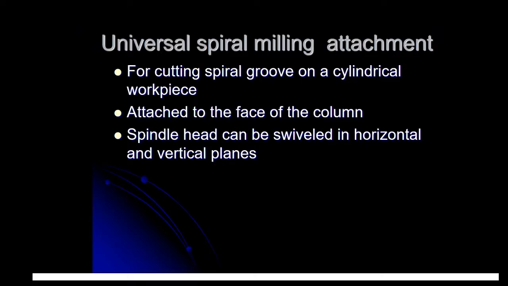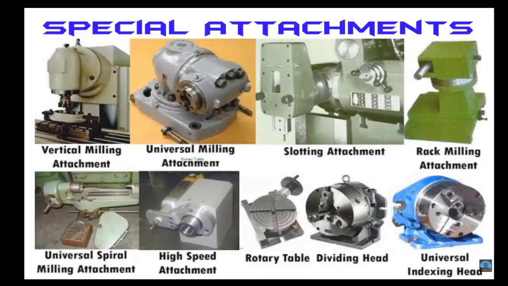Next is a universal spiral milling attachment. These attachments are used in milling machine for cutting spiral grooves on a cylindrical workpiece. They are also attached to the face of the column of milling machine, and the spindle head of this attachment can be swiveled either in a horizontal plane and vertical plane. A universal spiral milling attachment is shown in this figure, the second row, first figure.